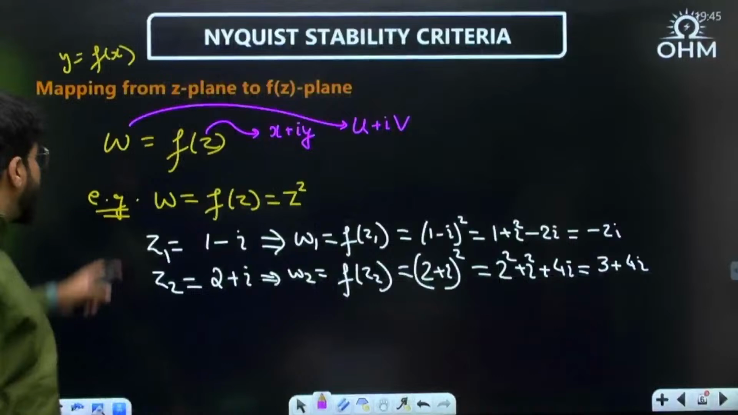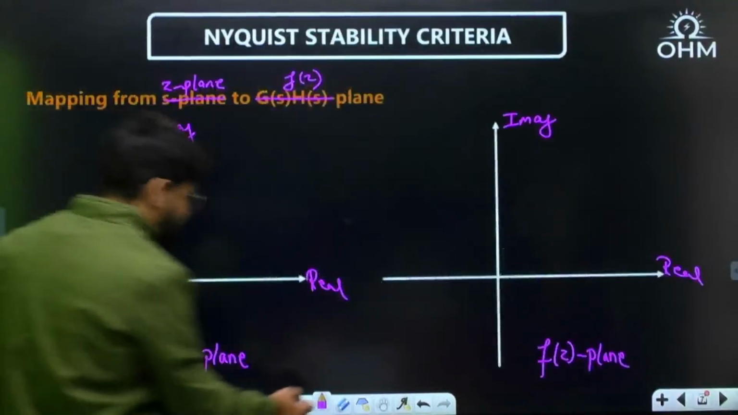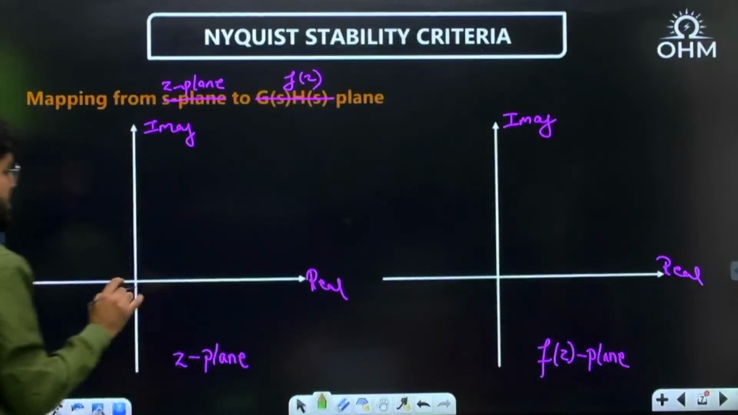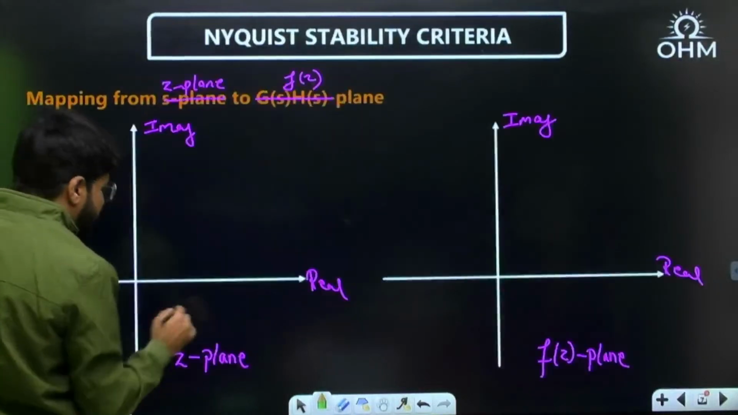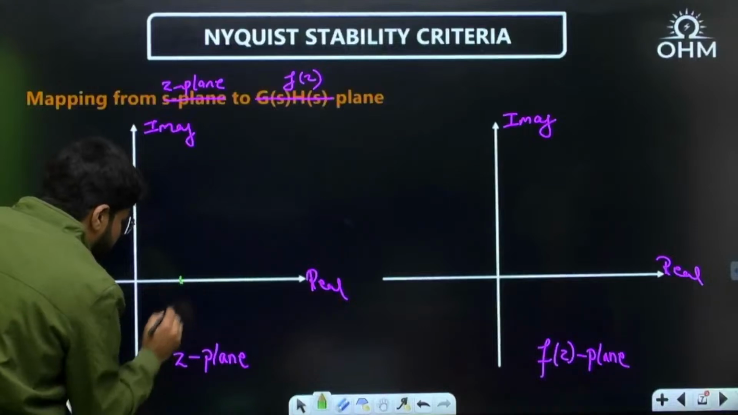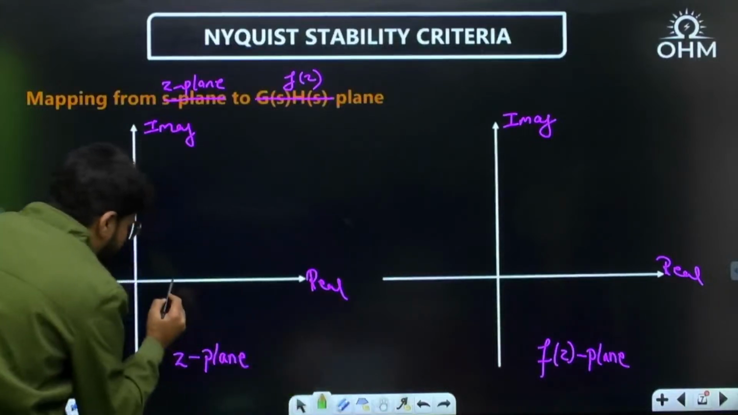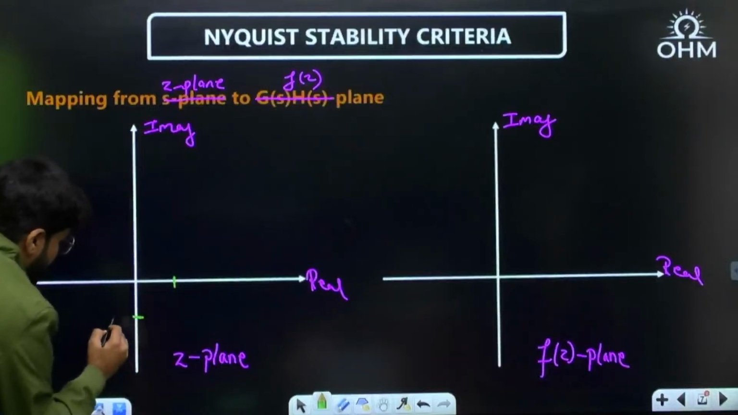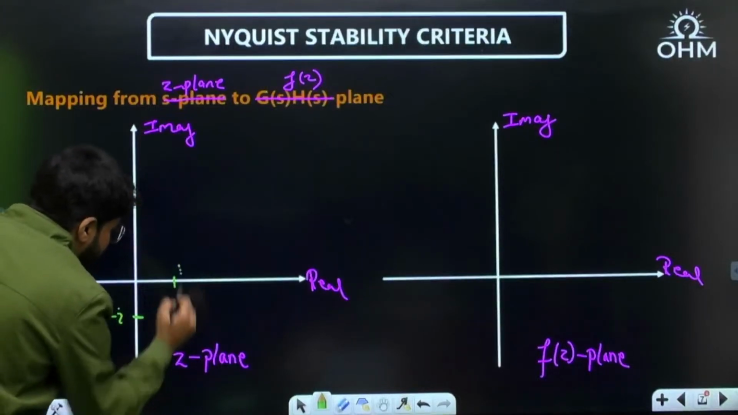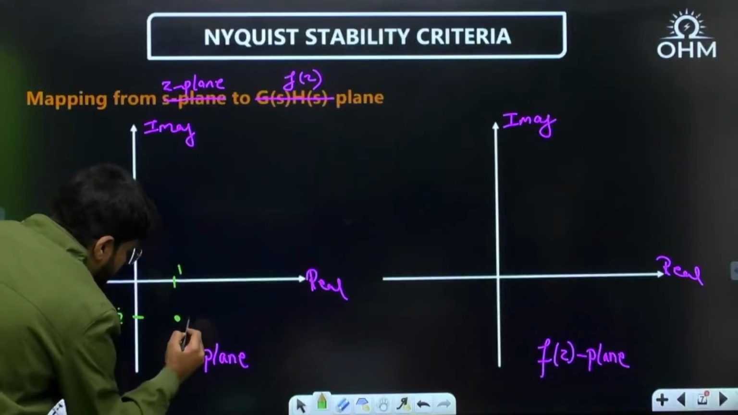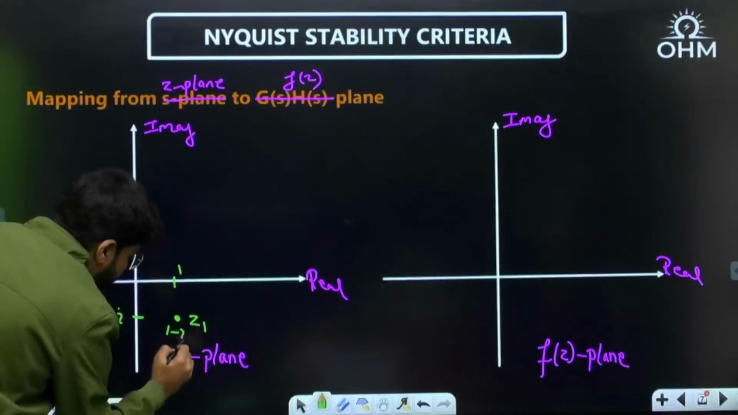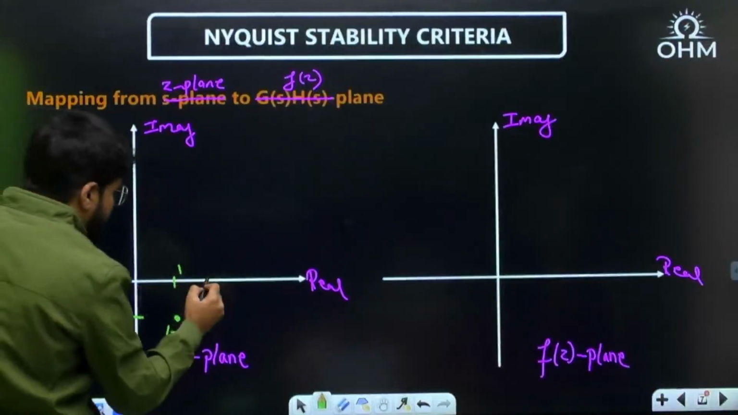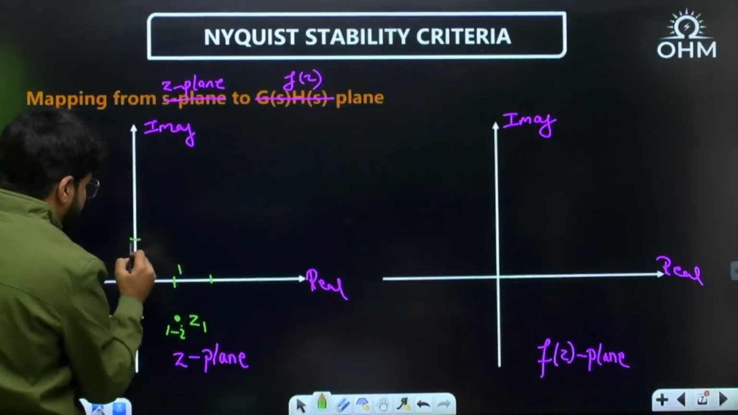Now, what is the first value, dear? z1, 1 minus i. Come up here. What is z1? 1 minus i. The x value is 1, the y value is minus 1. How do you plot any complex number? By taking its real and imaginary part correspondingly. So real part 1, imaginary part minus 1, or minus i. This corresponding point is known as z1, 1 minus i. What is z2? 2 plus i. Real part 2, imaginary part plus i.